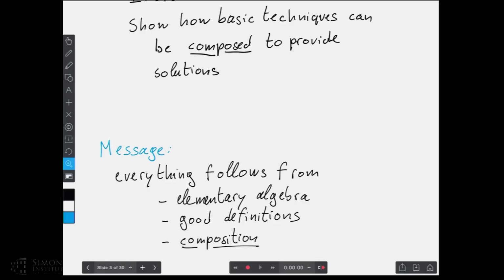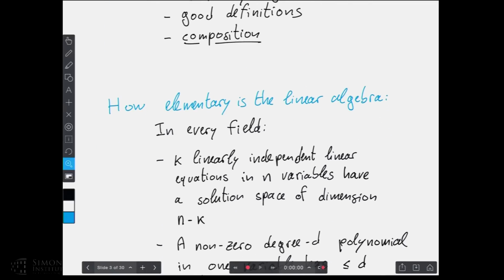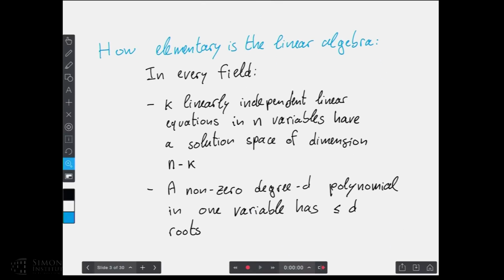In other cases, the starting point for this stack of constructions would be very simple facts from algebra. And in fact, I think all of my lectures and Raghu's and David's, this will be all the algebra that we will use. The fact that if you have two linearly independent equations in n variables, the space of solutions will have dimension n minus 2. If you have a univariate polynomial that is non-zero of degree d, it can be 0 at most d times. So we will see how much mileage we can get out of those two things.